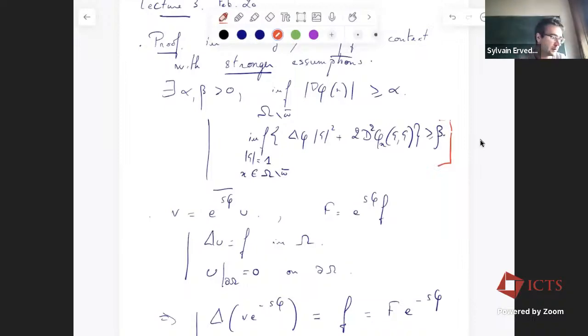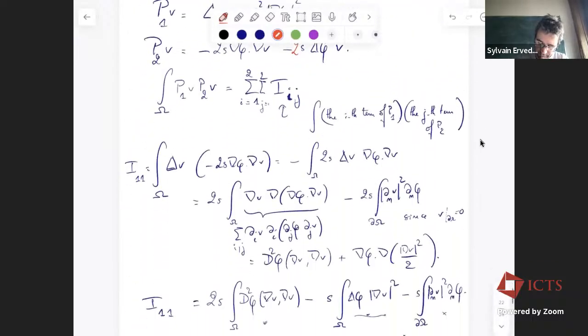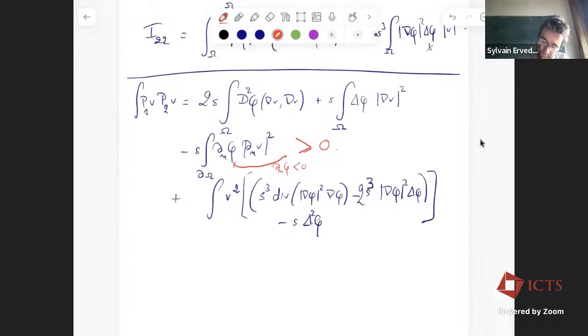No, it's good. So you can apply it to psi equals the gradient of phi, equals the gradient of v. And then all this thing here is in fact larger than beta times the gradient of v squared. Okay, so this is the assumption.